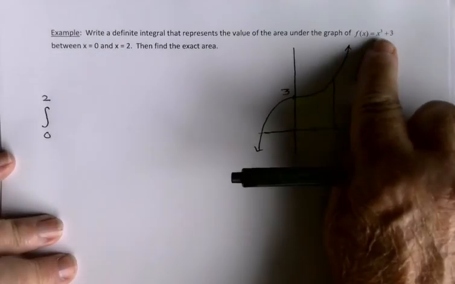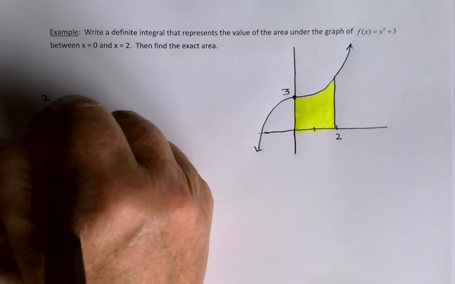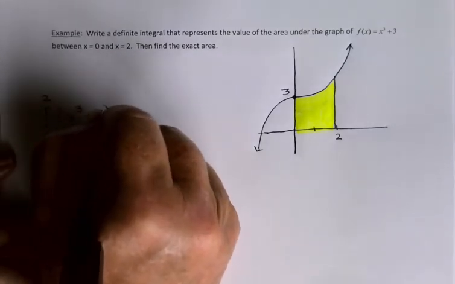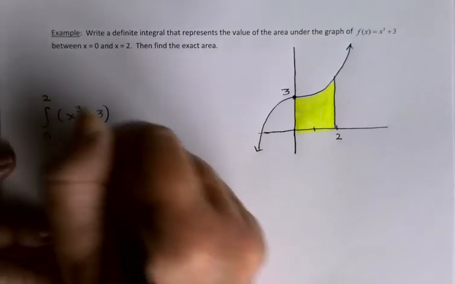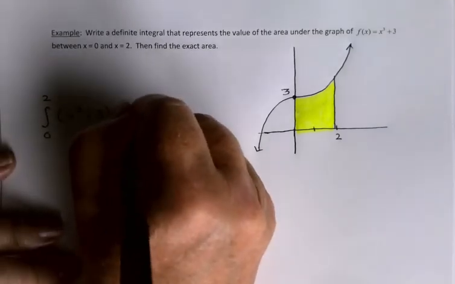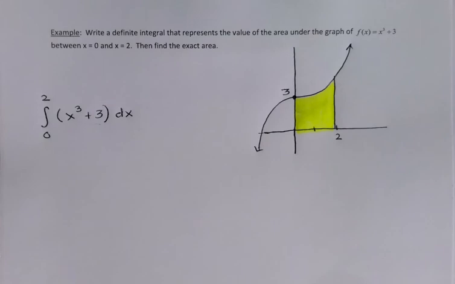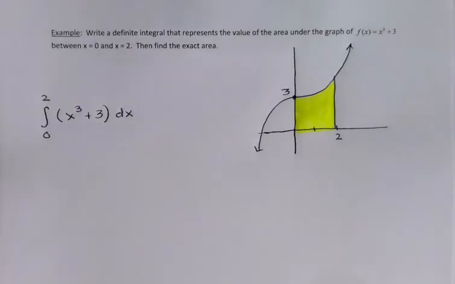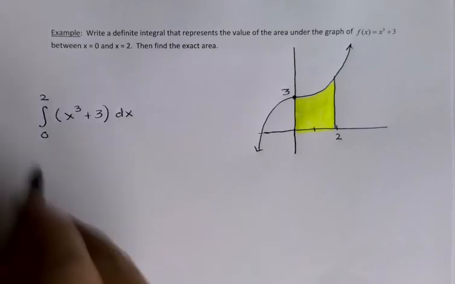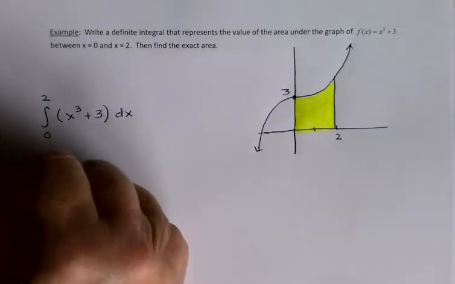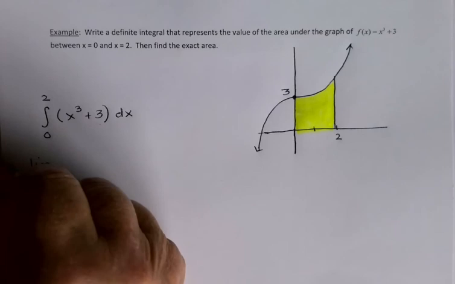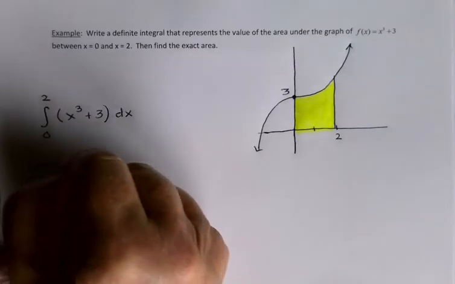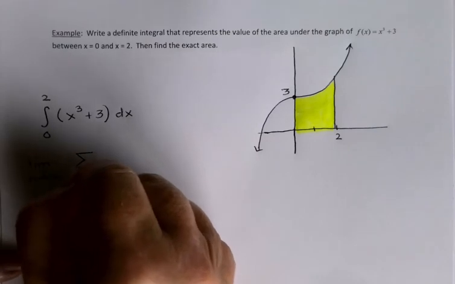The function itself, whose area I'm going under, is x cubed plus 3. That's like my height of my rectangles. And then I multiply by dx, which is the base of the rectangle, so I'm still seeing base times height, area of the rectangles. And the way we evaluate this is by taking the limit as we go to an infinite number of rectangles of our Riemann sum.